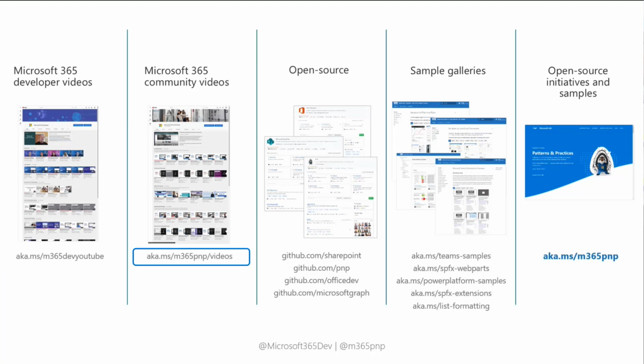But we also have the same thing with our community videos, where a bunch of our MVPs and community members are creating videos to highlight some of the greatness that they're building as part of their work, as part of their passion for M365. We also have all of our open source initiatives, from the SharePoint repo to the PnP repo, the Office Dev and the Microsoft Graph. There are tons of ways to contribute and to get from that amazing community. So I invite you all to go into all of these different GitHub repositories and find what suits you best.